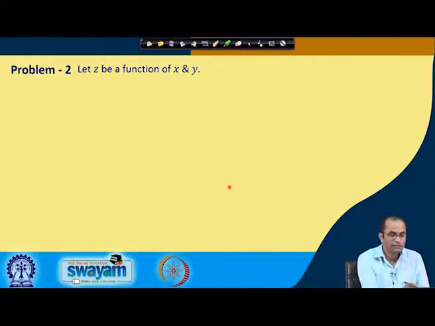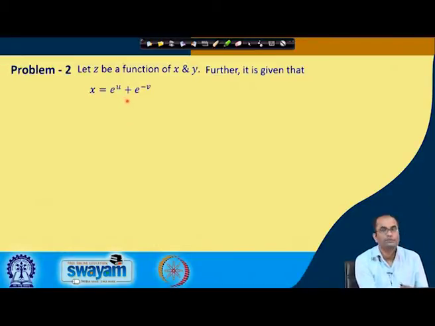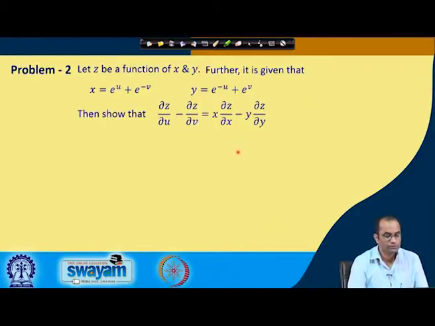So, again next problem, here z is a function of x and y, and further it is given that x is a function of two variables now, u and v, and then y is again a function of two variables u and v, and then we will show that the difference of these partial derivatives with respect to u and v can be written as the partial derivative of z with respect to x minus the partial derivative of z with respect to y. So, z is a function of x and y.